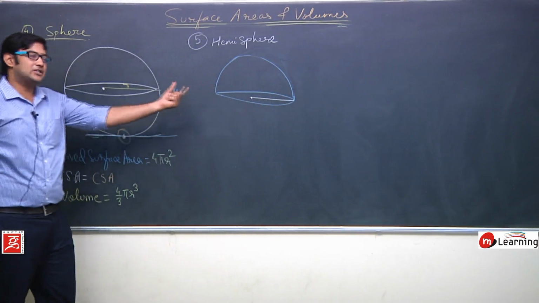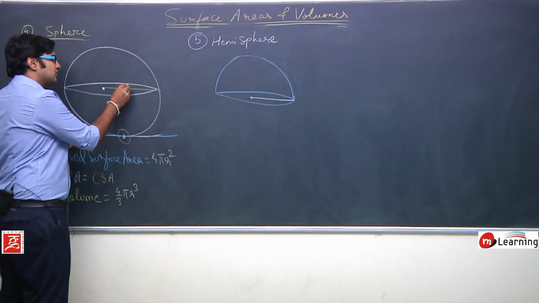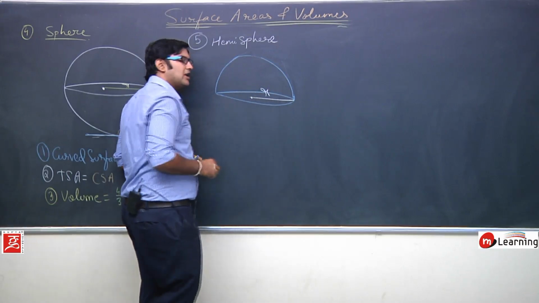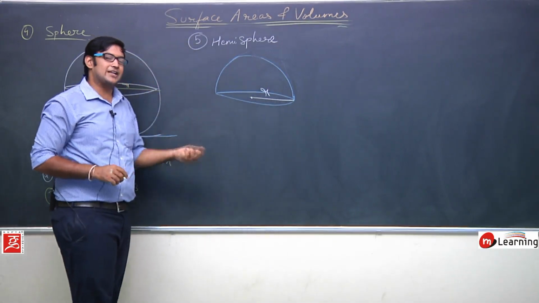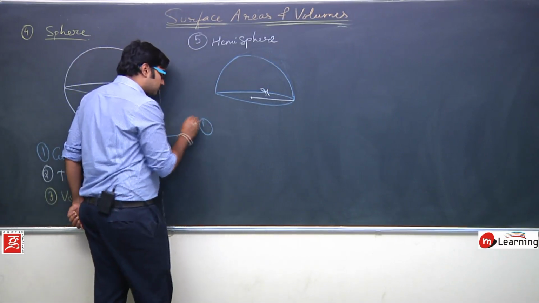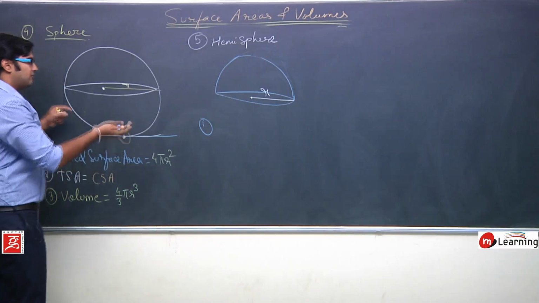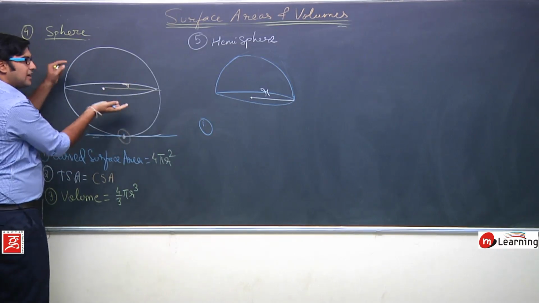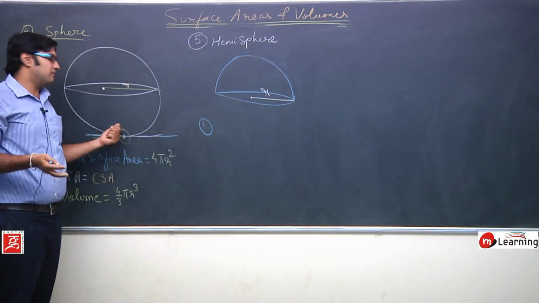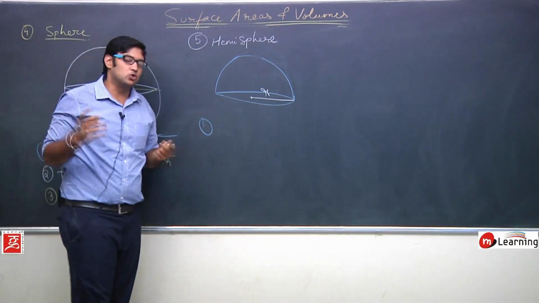Since I have taken out this hemisphere from this sphere, the radius of this sphere is r, so the radius of this hemisphere is also r. So this is a hemisphere of radius r. Now what we can see is, since I have cut this sphere into two parts, the surface area will also be divided into two parts.